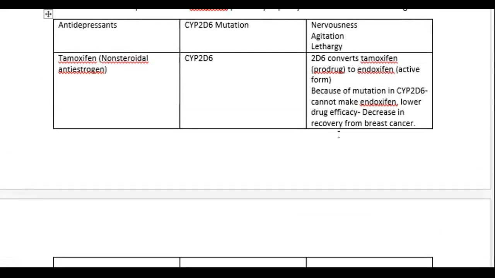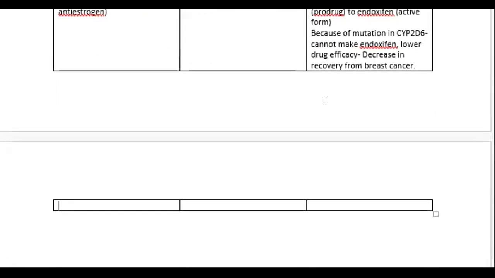So I have seen some of your multiple choice questions which have been asked in your previous exams. They may ask what this CYP2D6 enzyme does to tamoxifen, and what its role is in breast cancer. So you can select a decrease in the recovery from the breast cancer. All this in-depth knowledge will be useful for you in choosing the correct answers.